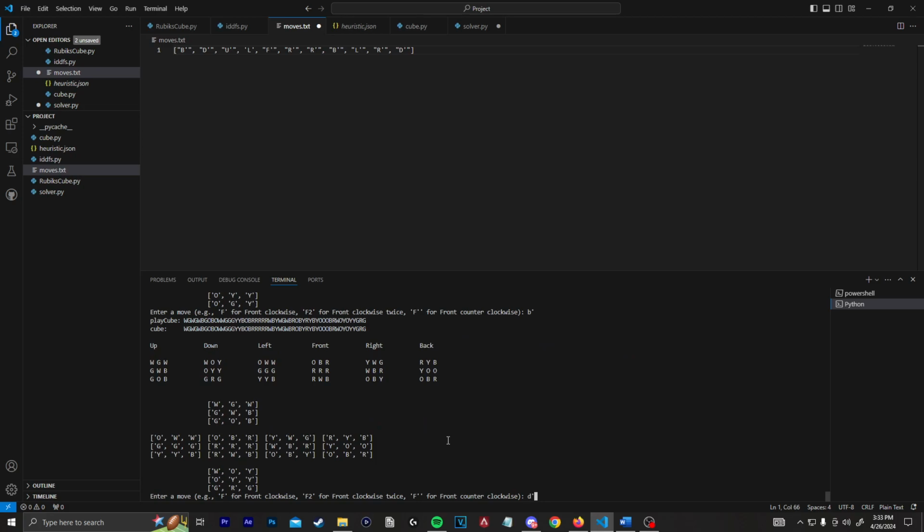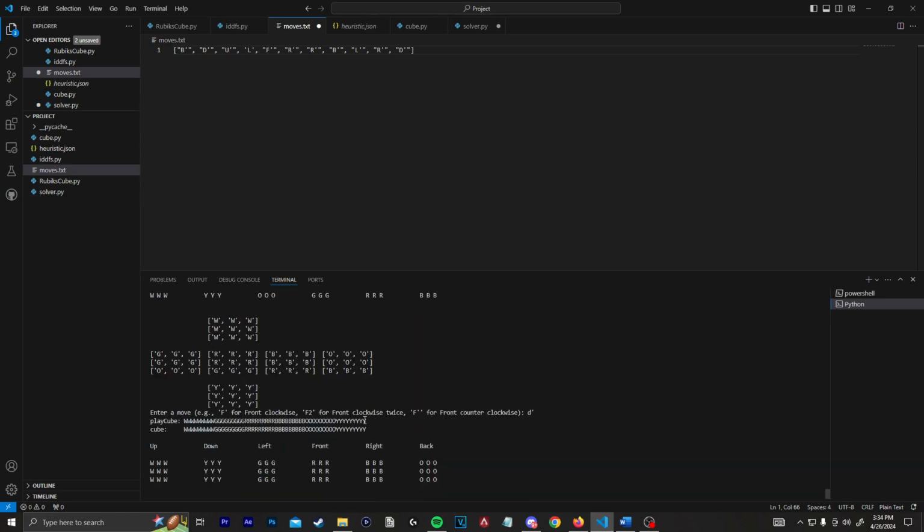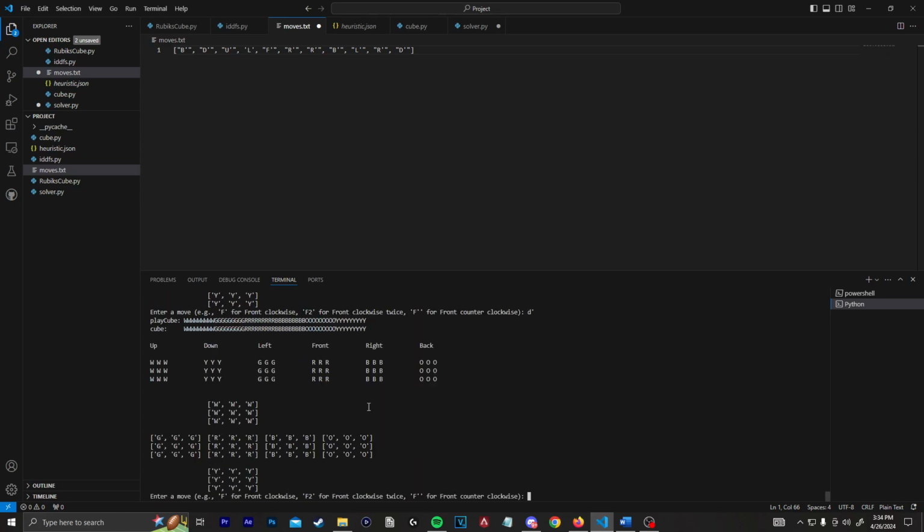So back counter, down counter, up counter, left, front counter, right counter, right counter, back counter, left counter, right counter, down counter. As you can see, we have a solved cube, and again, this is just the more efficient way of solving a Rubik's Cube. It's one of the more optimal ways. There's a lot of different ways and approaches to do this, but again, I feel like this is simpler.